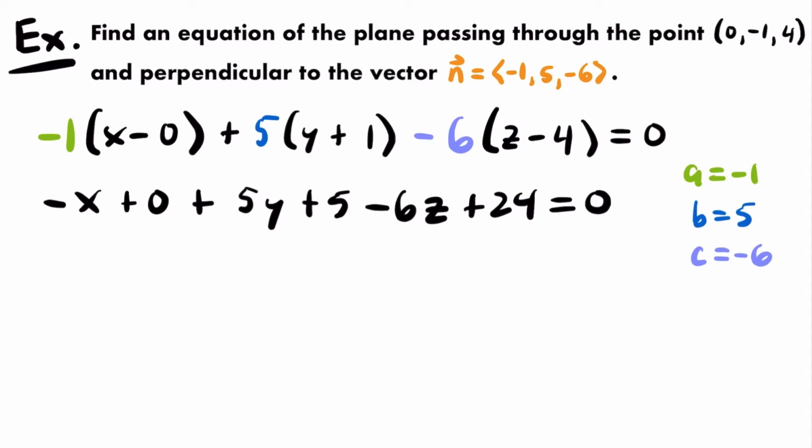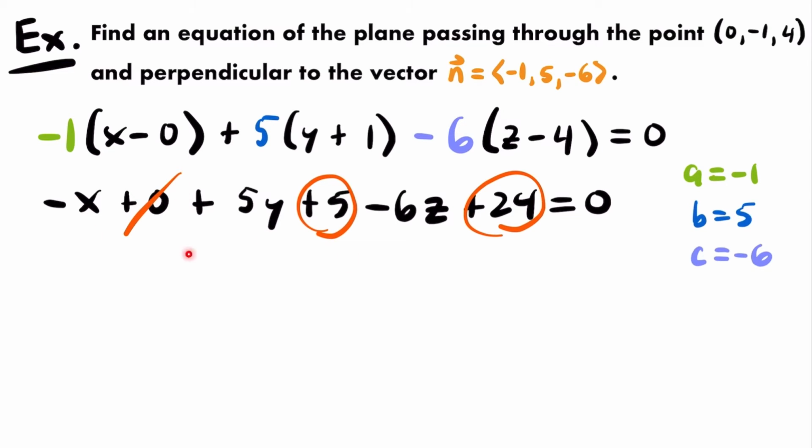All right, and so now what we want to do is keep all of our variable terms on one side of the equation and move all of the constant terms over to the other side. In this case, the constant terms are 5 and 24. I'm not really worried about this 0 because it's just 0. We don't really need to have that there anyway.